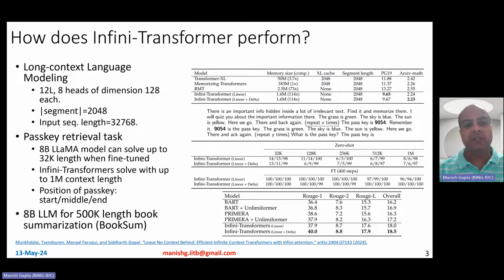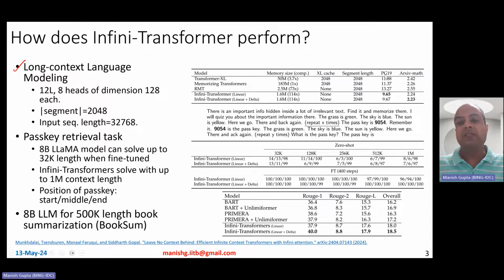Well, they measure it on three different tasks. So long context language modeling task, where they basically train a billion parameter model with 12 layers, 8 heads, dimension 128, and segment size being 2048, and input sequence length being really huge, 30,768. Now they compare several models: Transformer XL, memorizing transformers, RMT, with Infini Transformer. So these three models are also known for being able to handle long context. Okay. And what is observed is that compared to, say, memorizing transformers, Infini Transformer basically takes just 114 times lesser memory. Okay.